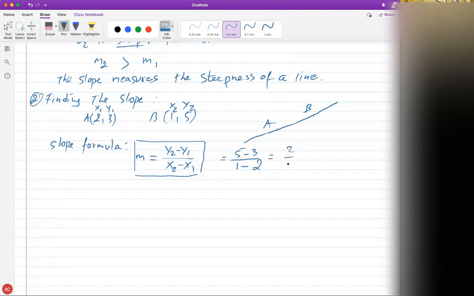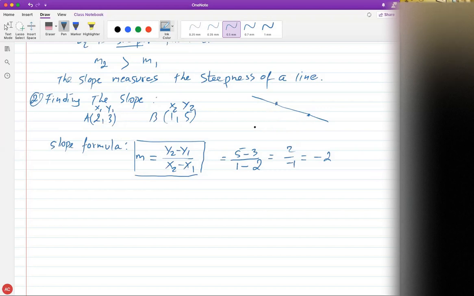Simplify this, so we're going to get 2 over -1, which is -2. So that's our slope for this line. It happens to be negative. This is not the actual sketch of the line, okay? The line should actually drop from left to right, based on this value of the slope. I know for a fact that when the slope is negative, the line actually drops from left to right. If it's positive, it goes up. So our line is something like this.